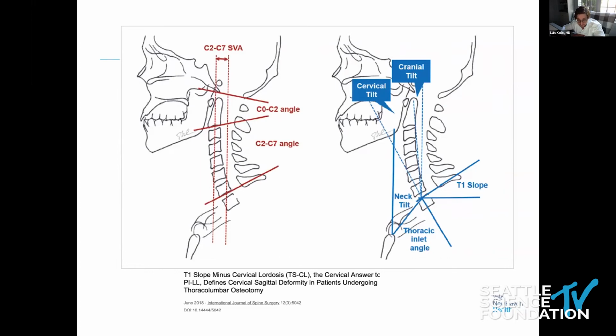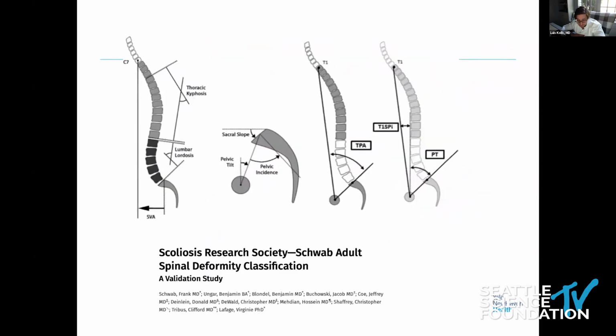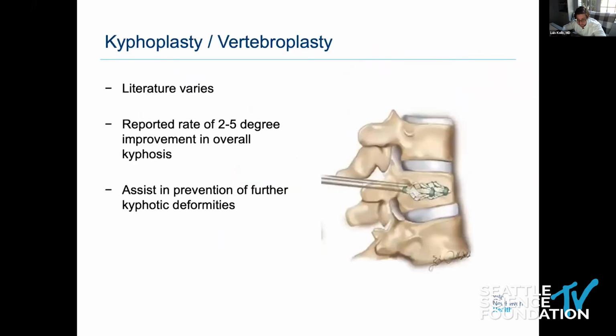In general, the knowledge of the C2-C7 SVA, the T1 slope, and the cranial tilt and so forth, as well, of course, as the now very validated and very useful lumbar lordosis, kyphosis, and pelvic incidence parameters and their relationship overall, applied to our understanding of metastatic disease and when we apply our correction, can lead to a better functional outcome and patient satisfaction in the long term.